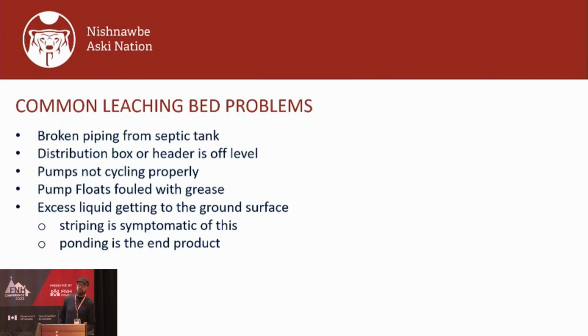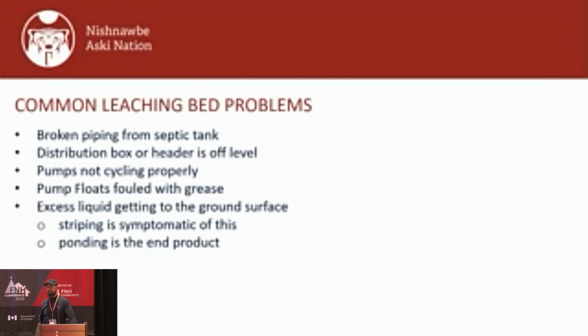So some of the common problems we see are broken piping from the septic tank. A lot of the times when a system goes in, and I mean this even in the case of communities that are on truck haul, when those tanks go in and those pipes go in, the backfill around them is not compacted correctly, and also access over and around those tanks is not protected adequately.